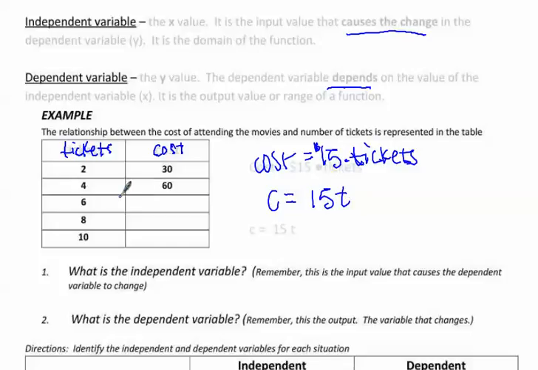So if I buy 6 tickets at $15 each, that's going to be $90. If I buy 8 tickets, 8 times 15 is 120, or 10 tickets at $15 apiece is going to be $150. So your cost is your dependent variable because it depends on how many tickets you buy.